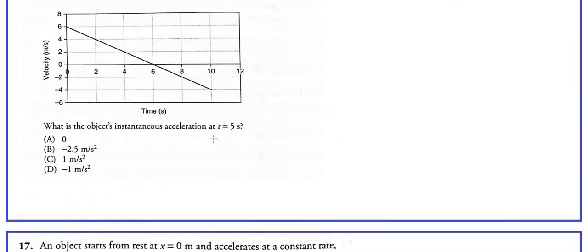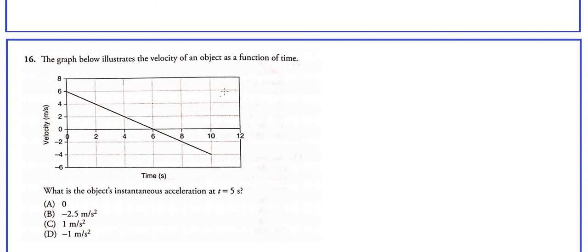Question number 16. The graph illustrates the velocity of an object as a function of time. What is the object's instantaneous acceleration at t equals 5? We were given a velocity function and they would like to know the acceleration. So we know that acceleration is the derivative of velocity. So if we find the slope of this line, we find the acceleration, and then we can apply it at point t equals 5.